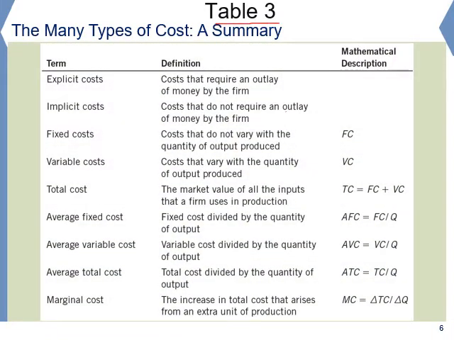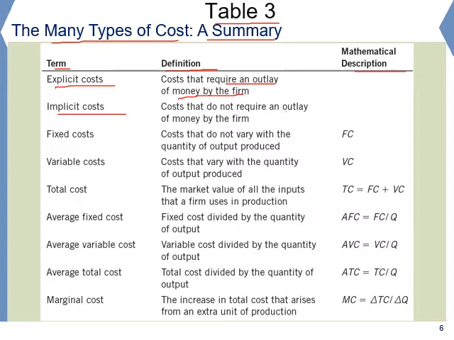Table 3 deals with the many types of cost summary. So we have the term right here in the first column. The second column is the definition. The third column is the mathematical description. Explicit costs are costs that require an outlay of money by the firm. Explicit costs require direct payment. One example of explicit cost is wages paid to the worker.